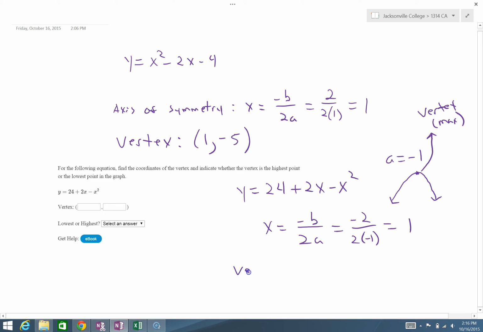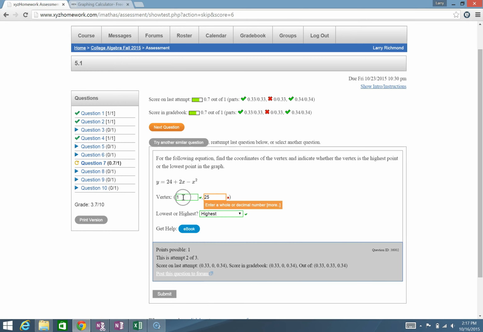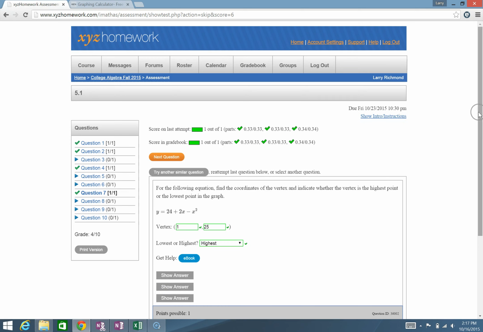So my vertex is going to be at 1, substituting 1 in here. 2 times 1 is 2. 24 plus 2 is 26. Minus 1 squared is 1. So 26 minus 1 is 25. Our vertex is at 1, 25, and it's going to be a maximum because our parabola is opening downward. It is the highest point. I will submit. All right.